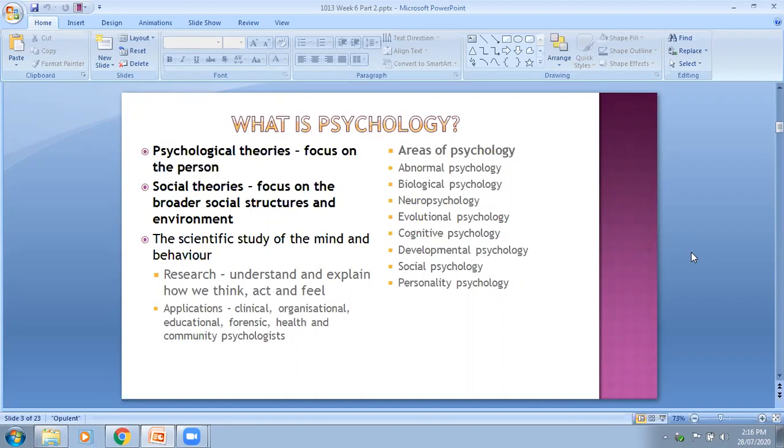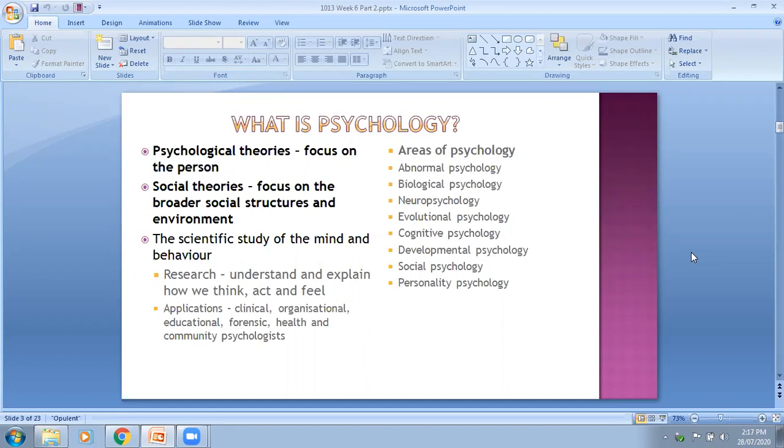Applications can take a clinical form. Clinical is where you are sitting talking to someone. Organisational is working within businesses. It can be figuring out how offices can be set up to get the best out of people. There's a lot goes in there. Educational, working in schools. That's the field I wanted to go into. Forensic psychology, working in the court system, and health and community psychologists who work in the community.